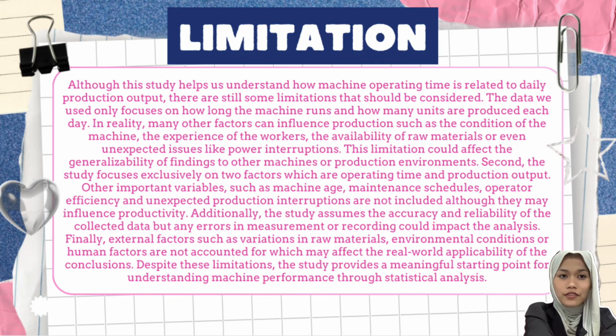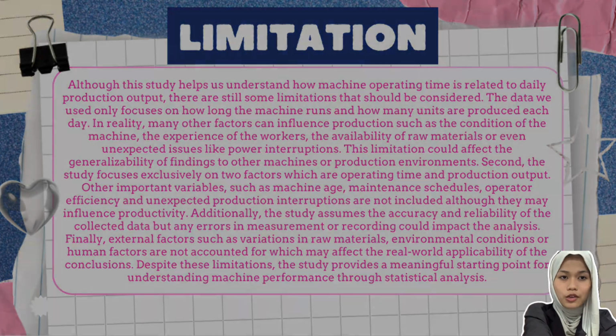Moving on to the limitations of the study. Despite its benefits, this study has several limitations. It only focuses on two variables, which are machine operating time and production output. Other factors such as machine condition, worker skills, maintenance schedule, and raw material availability are not included. This study also depends on the accuracy of secondary data, which may affect the result. Therefore, the findings may not fully represent all real-world production conditions.